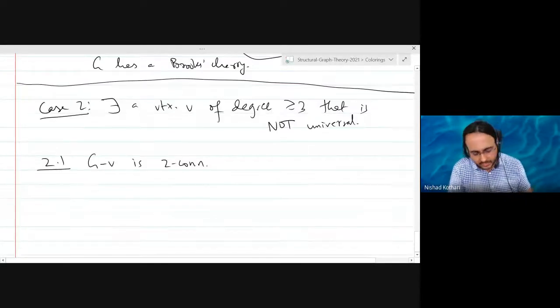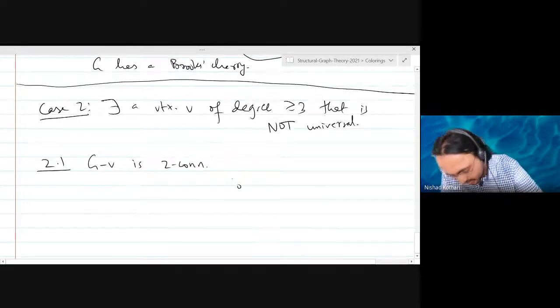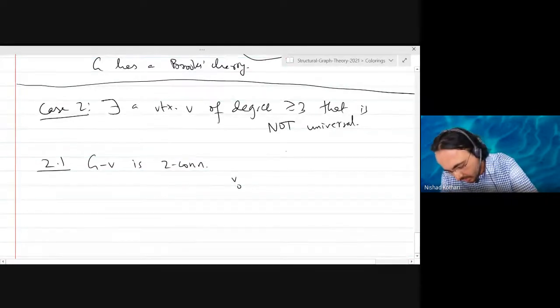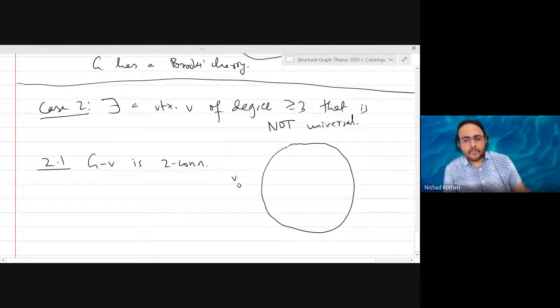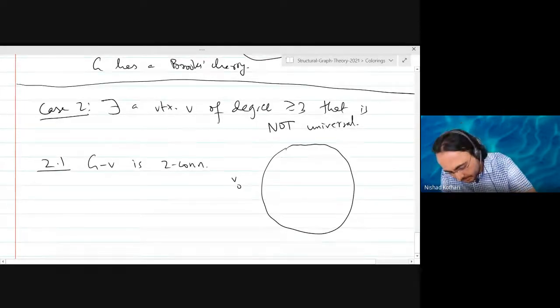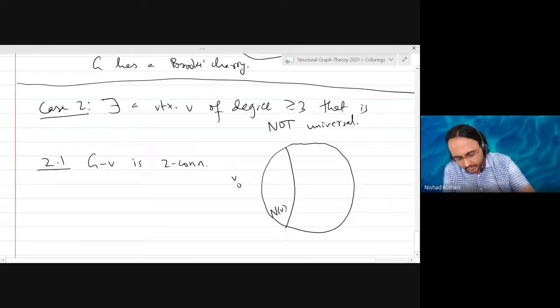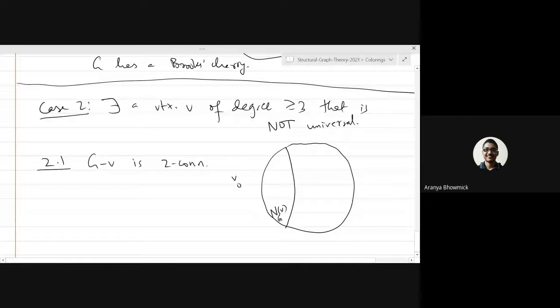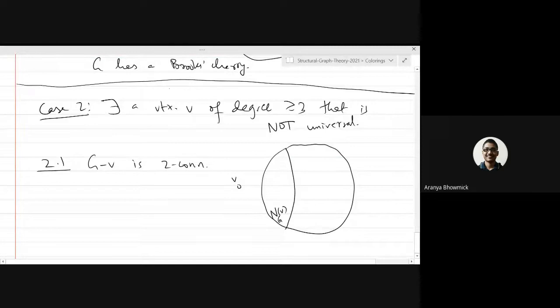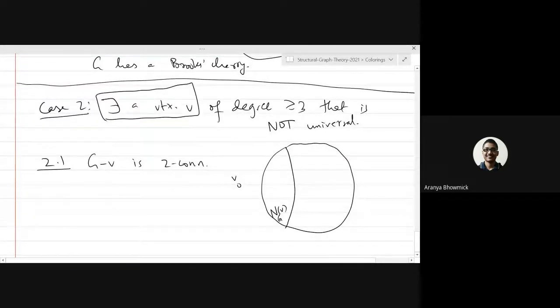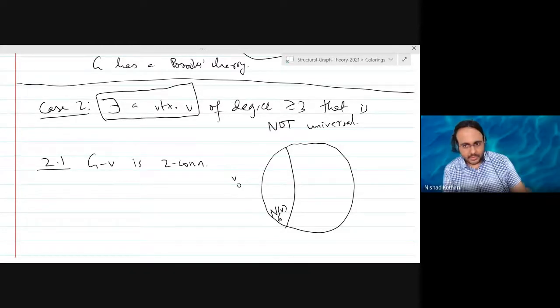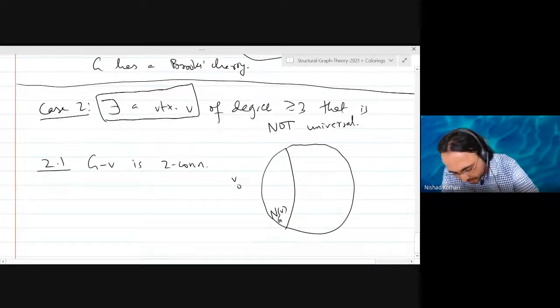Supposing the graph is two connected after deleting this vertex. So there are some vertices that are neighbors of this vertex in the graph G. What is vertex V? Is it a vertex of degree at least 3 that is not universal? Exactly. So V is some such vertex. There are going to be some vertices that are neighbors of the vertex V.